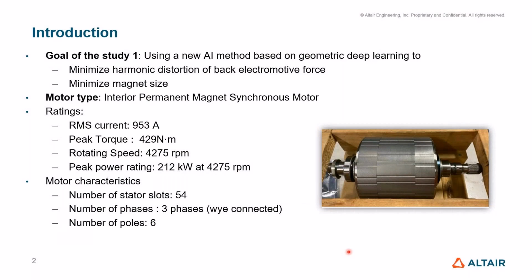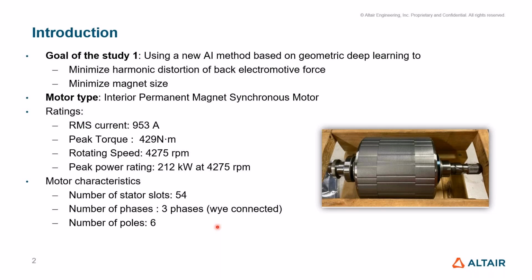For this case study, we chose a permanent magnet synchronous machine which has a peak torque of 429 Newton meters and its power level is 212 kilowatts at 4,275 RPM. This motor is a 54 slot, 6 pole machine, and it has three phases. It's a three-phase machine. For the first case study, the main goal is to minimize the harmonic distortion in back EMF, and the second one is to minimize the magnet size. That means we are focusing on two goals.